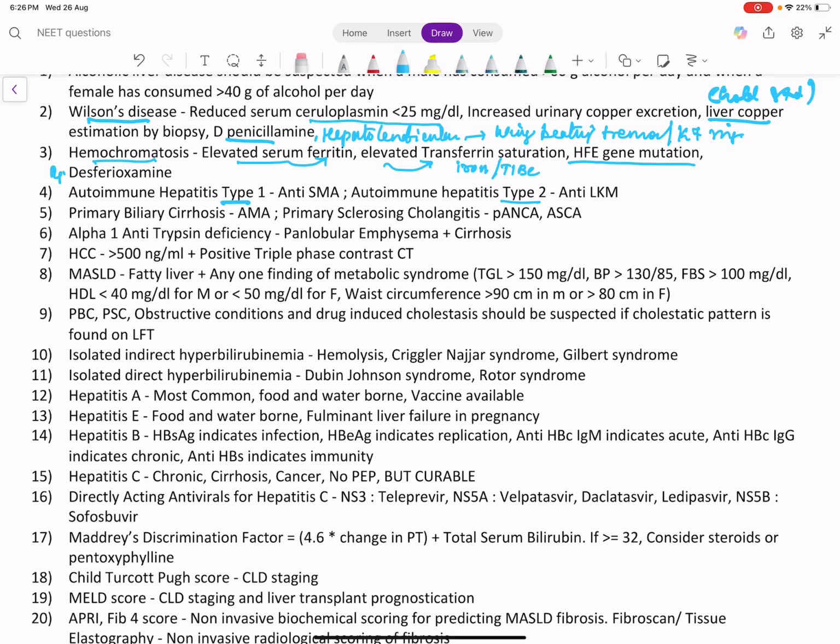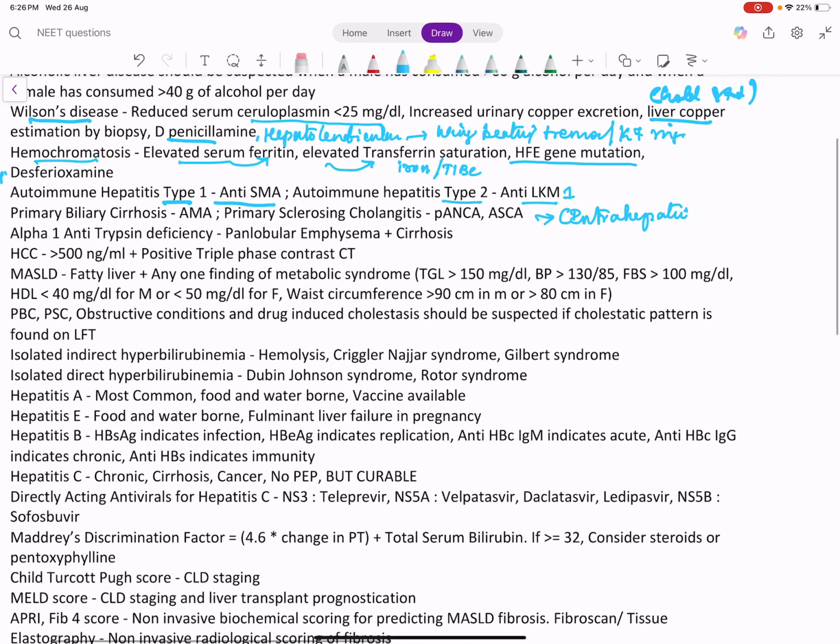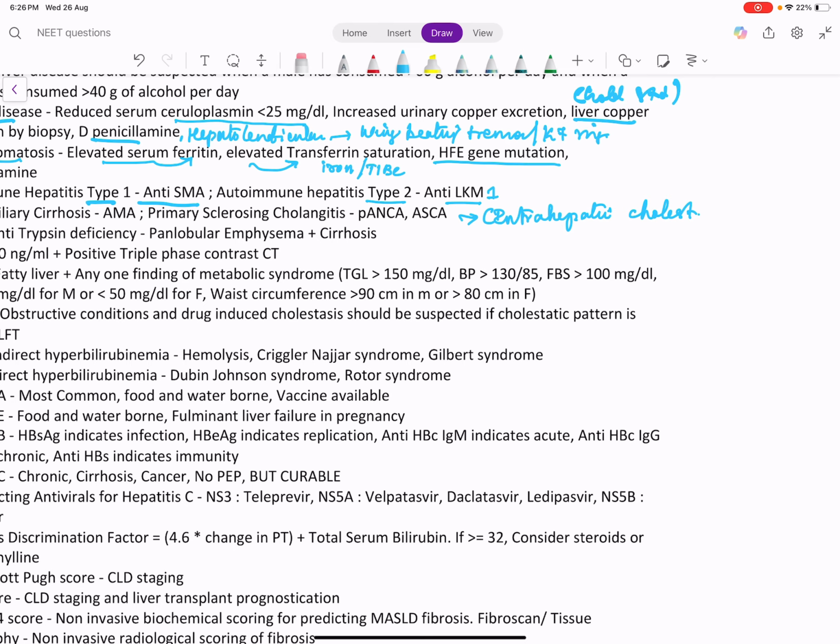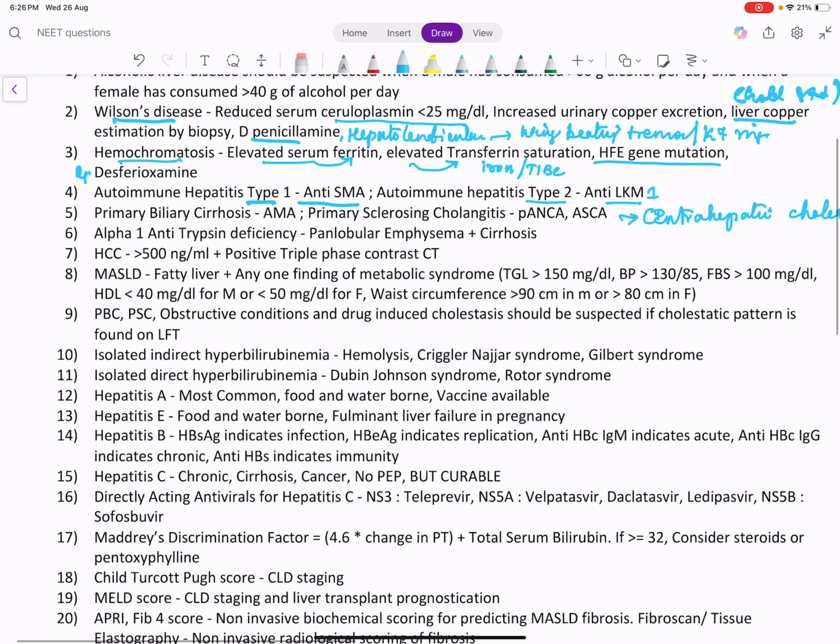Now about autoimmune hepatitis, we have two types, type 1 and type 2. In type 1, we have anti-SMA antibody, that is anti-smooth muscle antibody. In autoimmune hepatitis type 2, we have anti-LKM1 antibody, liver kidney microsomal antibody. Now we have two autoimmune diseases which cause intrahepatic cholestasis. One is primary biliary cirrhosis, in which anti-mitochondrial antibody is positive, and another condition is primary sclerosing cholangitis, which is usually associated with Crohn's disease.